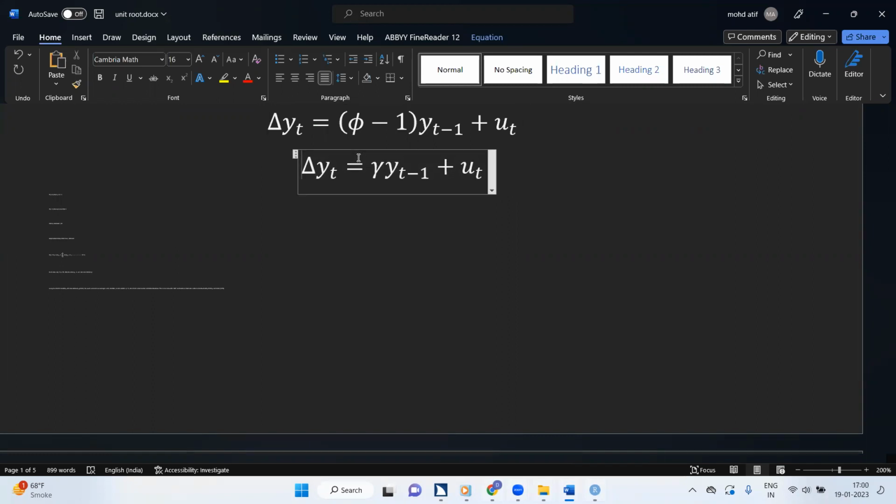So the logic is that we just look at this. If it is significantly different from 0, then it is concluded that there is no unit root. And if the null of 0 is not rejected, we conclude there is a unit root. So this is how we decide. If the null is rejected, there is no unit root, meaning the data is stationary. If the null is not rejected, then there is a unit root and the data is non-stationary.